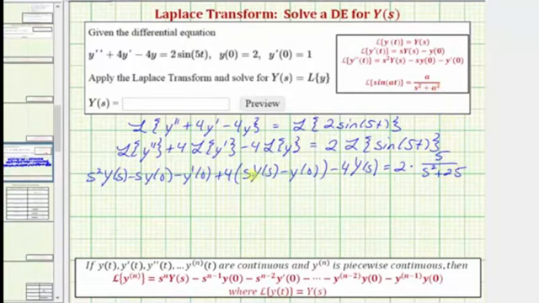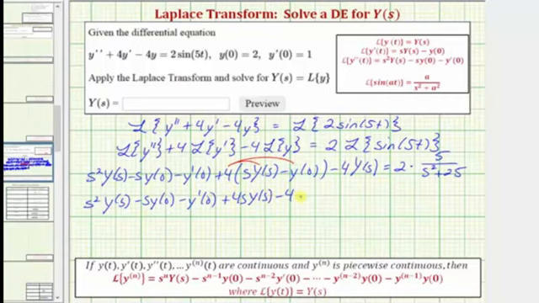For our next step, let's go ahead and clear the parentheses here by distributing, and we'll also simplify this product. So we have s squared big Y of s minus s times y of 0 minus y prime of 0 plus 4s big Y of s minus 4 times y of 0 minus 4 big Y of s equals, let's write the right side as 10 divided by the quantity s squared plus 25.